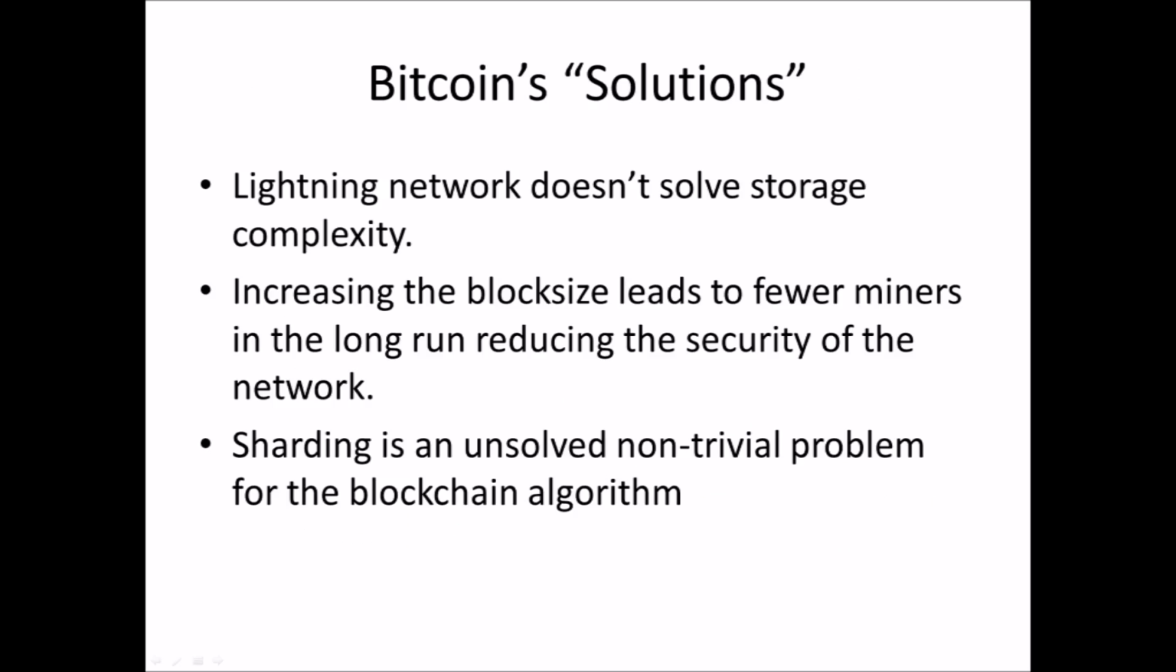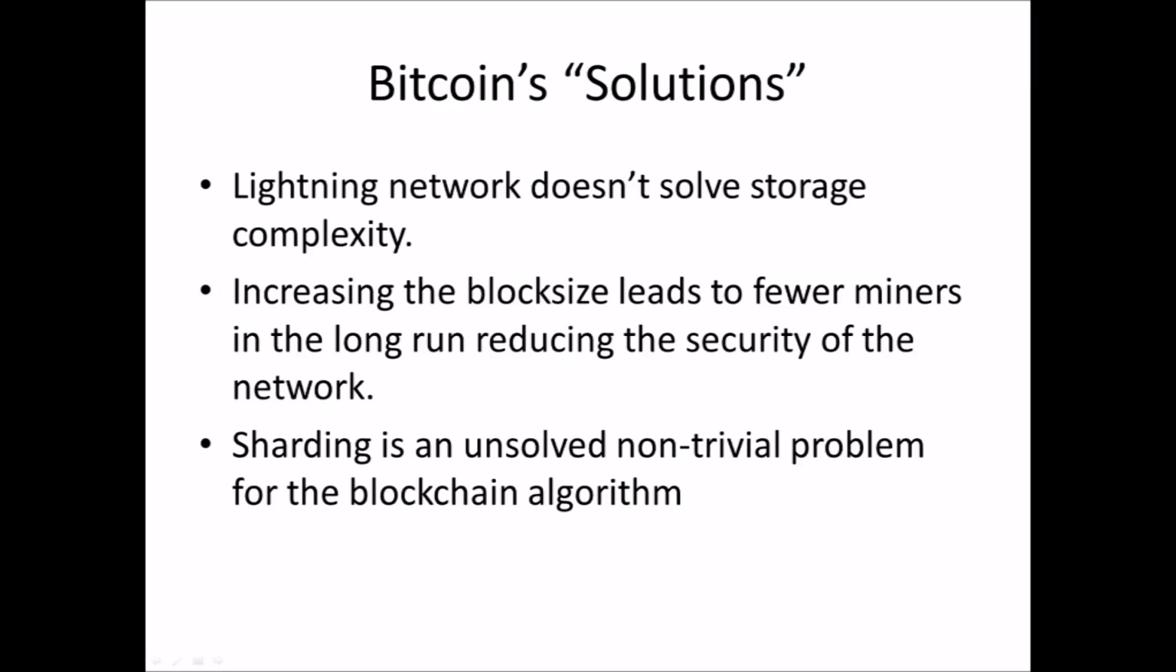A number of scaling solutions have been proposed for the blockchain algorithm: lightning networks, an increase in block size or a dynamic block size, and sharding. Unfortunately, lightning networks such as Raiden do not fix storage complexity. They may reduce the total number of transactions added to the blockchain by a constant factor, but will not change the long-term rate of growth of the blockchain.